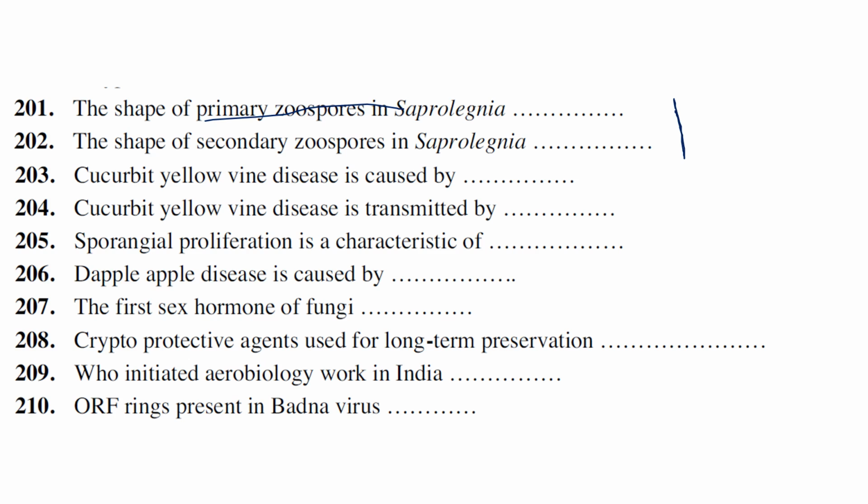Saprolegnia comes under the Oomycota group of fungi. The primary zoospore is pear shaped, and the secondary zoospore is kidney shaped. The phenomenon where it produces two kinds of zoospores is known as dimorphism, or diplanetism. The Saprolegnia cell wall is made up of chitin.